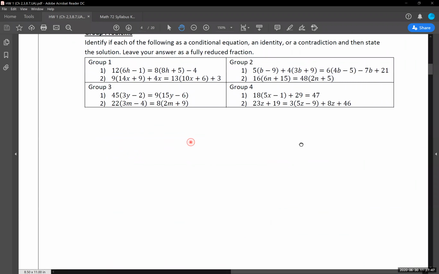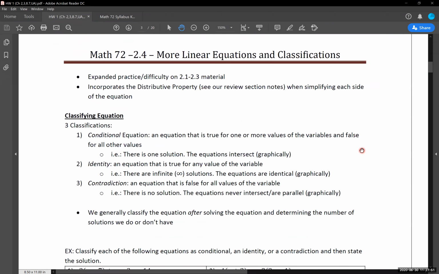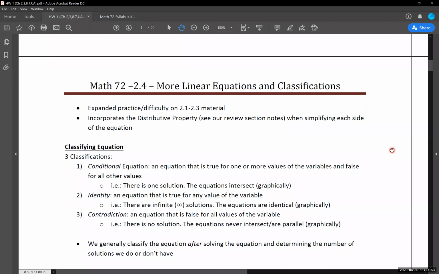So I am looking at our time with where we're at here as well. I'm going to stop our recording for the 2.4 material, and I'll take some questions if you guys have any over the 2.4 stuff, and we will go from there. Let's see, stop recording.